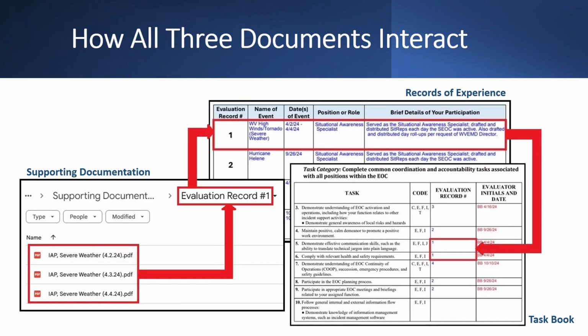This slide visualizes how all three documents interact with each other to complete a task. Going left to right, the NQS participant provided three incident action plans in the Evaluation Record Number 1 subfolder under the Supporting Documentation subfolder. These incident action plans prove that the NQS participant has actively participated in that event. This corresponds with Evaluation Record Number 1 on the Records of Experience, which again gives brief details of that experience. Then, the NQS participant inputted the number 1 in Task 5 and Task 6 to complete those tasks. Again, all three documents must be used to complete tasks in your TaskBook.